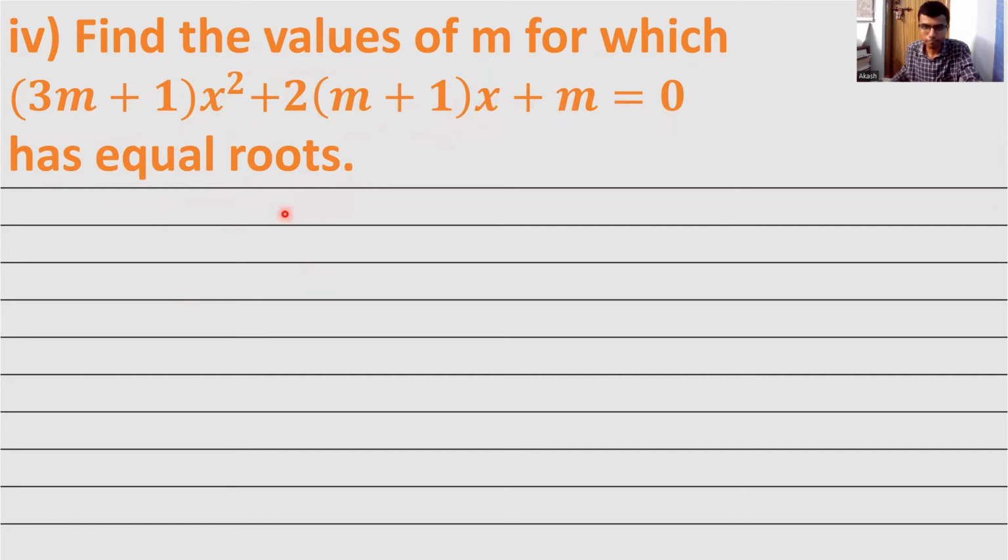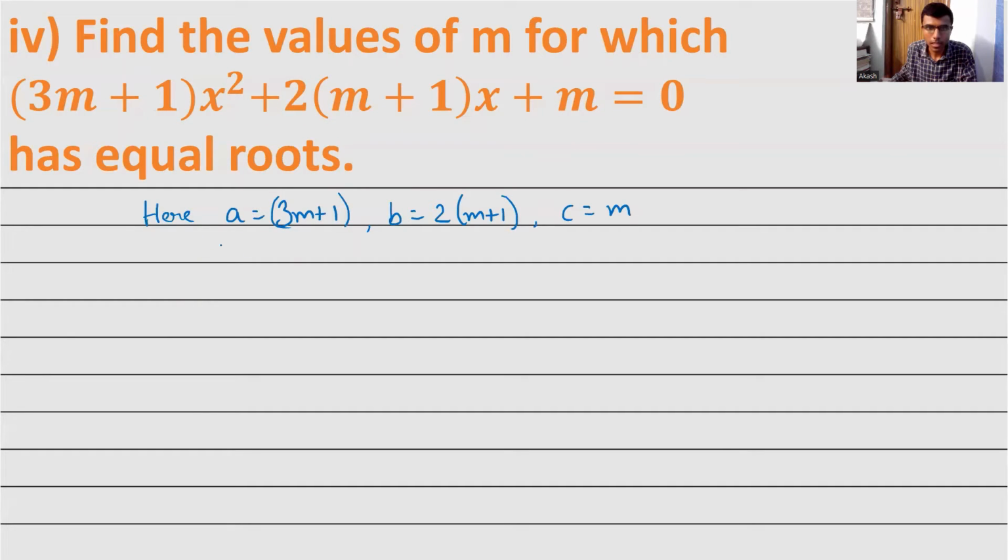So here, a is equal to, what do we have? We have beside x square, 3m plus 1. And b is equal to, what do you have beside x, 2 times m plus 1. And c is equal to just m. Okay, fine.